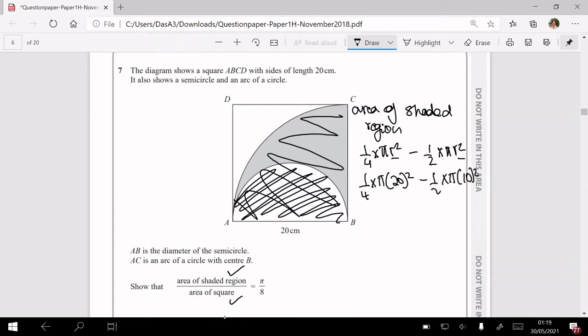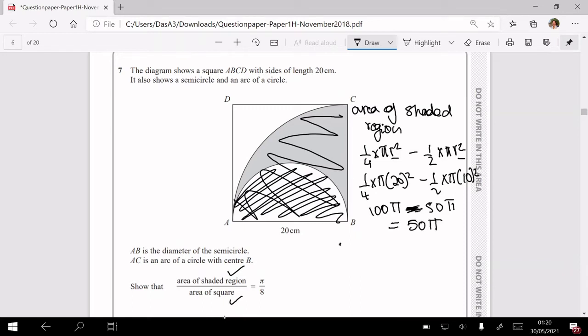That means that is 400 divided by 4, which is 100 pi. And this one is 100 pi divided by 2, which is 50 pi. Sorry, minus 50 pi. That gives you 50 pi overall. So that is the area of the shaded region.